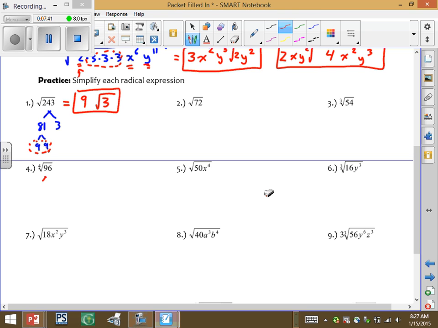Let's do the 4th root of 96. So 96, we can divide by 4. That's 4 times 24. Again, we need 4 of something. So let's keep breaking this down. That's 2 times 2. This is 6 times 4. Still don't have enough. There's 3 and 2.